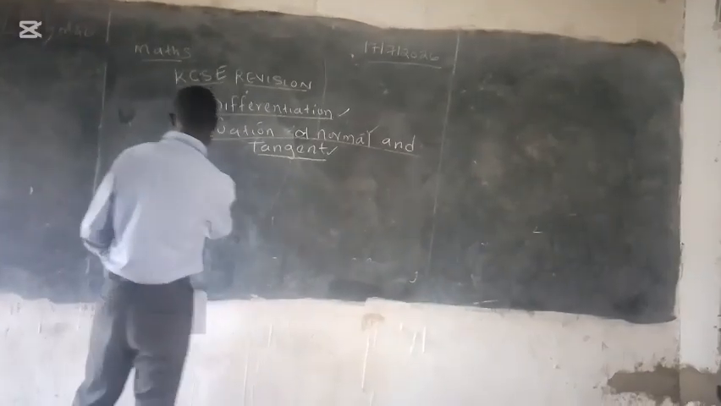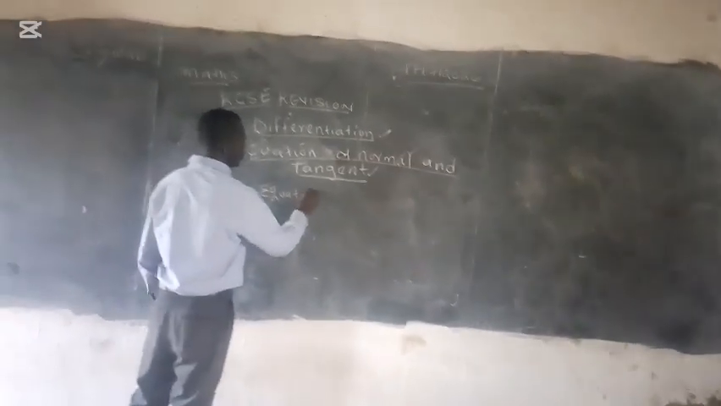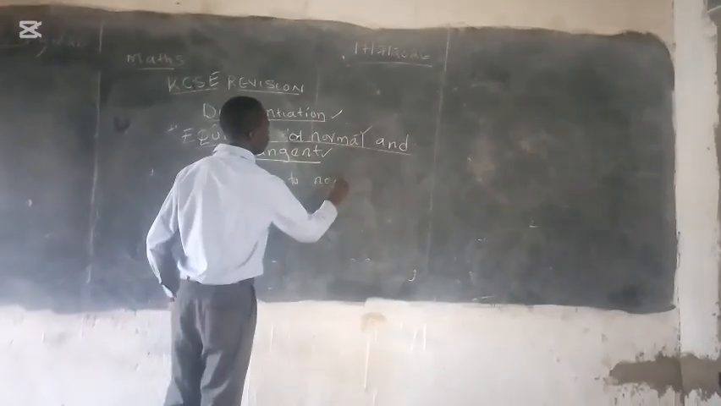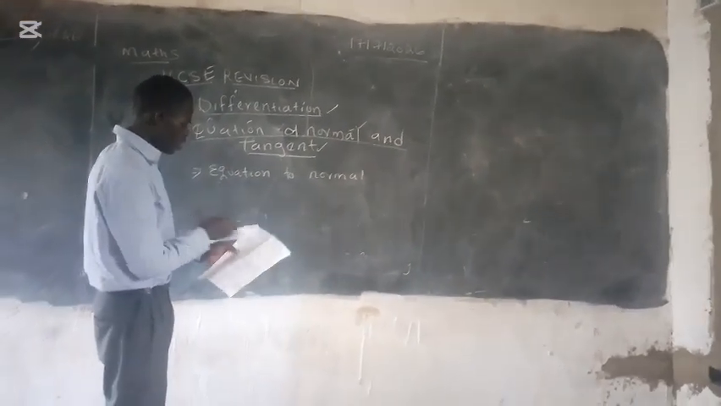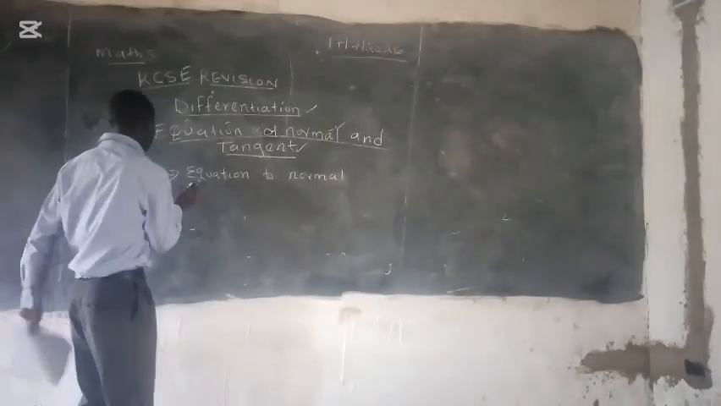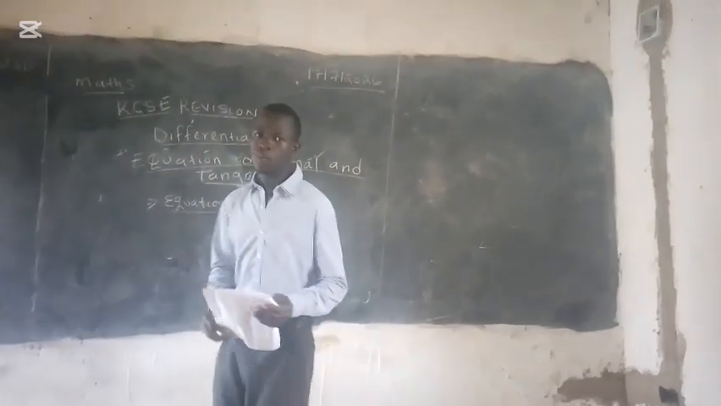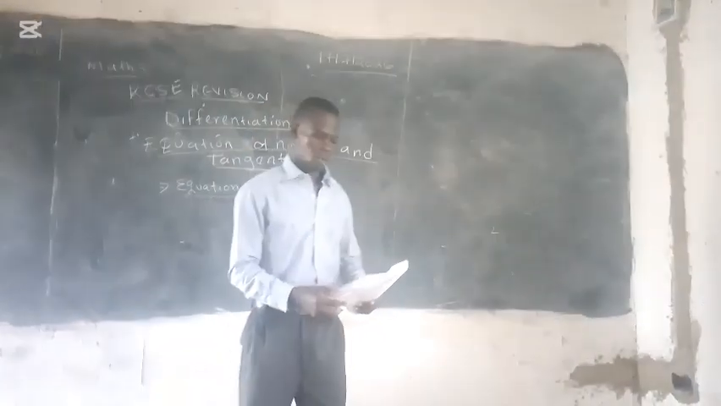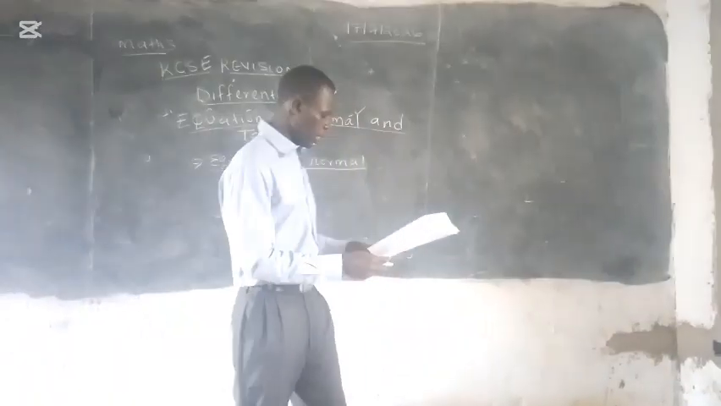Now let us begin by looking at the equation to the normal. Dear students, when we talk about the equation to the normal, it is just the same as the equation to the perpendicular. When you talk about perpendicular, it means they meet at 90 degrees. That's what you call equation to the normal.